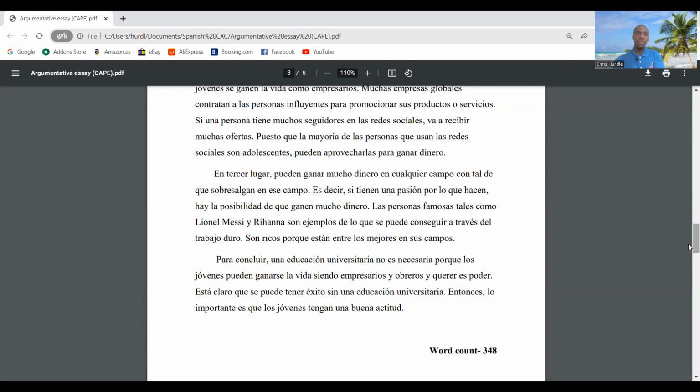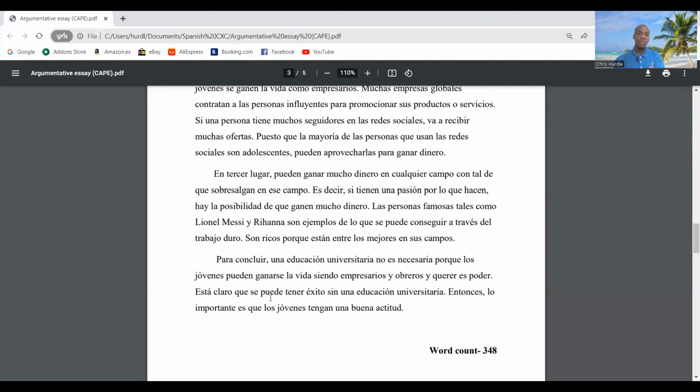Para concluir, una educación universitaria no es necesaria porque los jóvenes pueden ganarse la vida siendo empresarios y obreros, y querer es poder. To conclude, a university education is not necessary because young people can earn a living being entrepreneurs and blue-collar workers, and where there's a will, there's a way. Querer es poder. That's a very good expression, idiomatic expression.